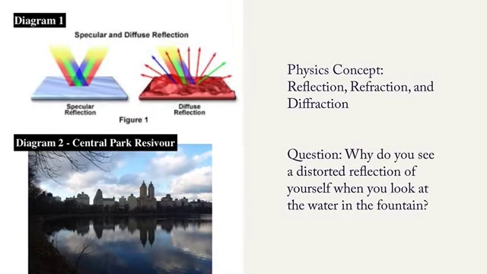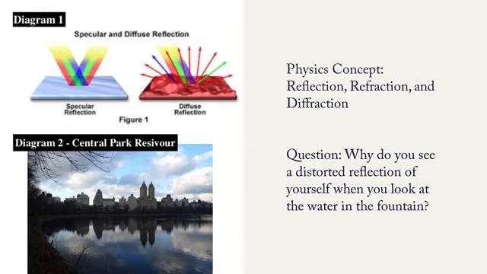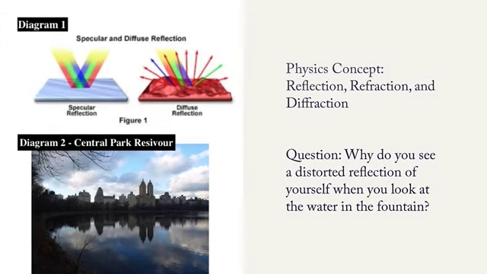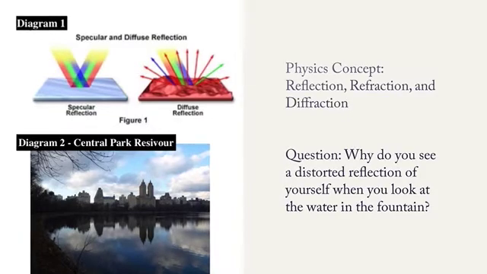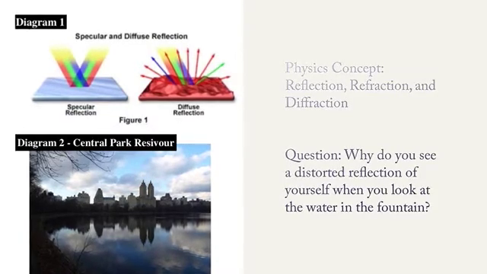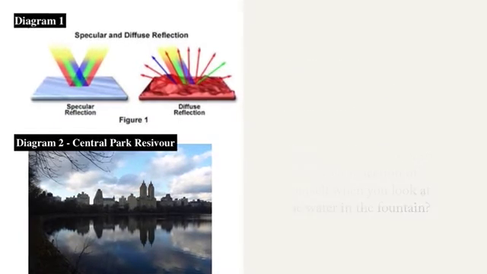In diagram 2, the water is completely still and you can see a nearly perfect looking reflection on the water. This is specular reflection, and it is only seen when the surface is completely flat so that all the light is reflected evenly at a definite angle.